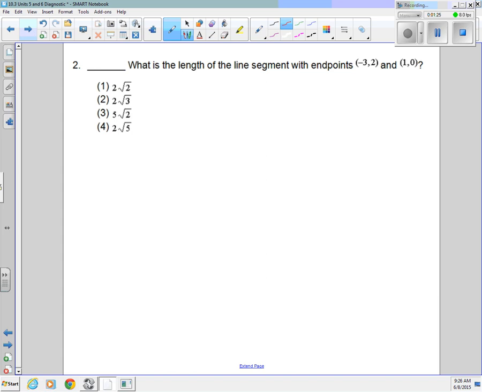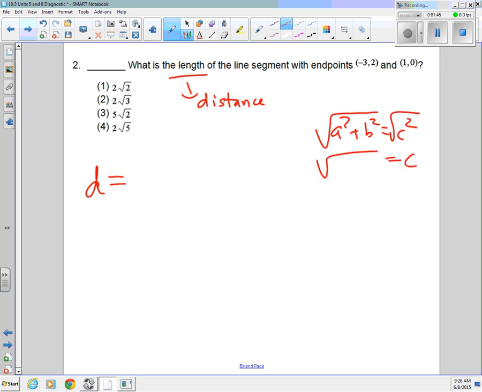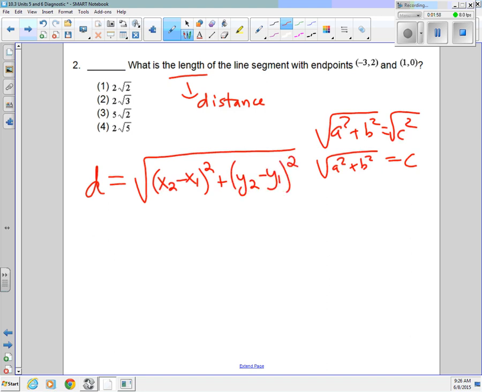All right, what is the length of a line segment with these endpoints? Length is a synonym for distance, in which case we use the distance formula. Distance formula is easy. It's the Pythagorean theorem rewritten a little bit. So if you have a squared plus b squared equals c squared, and you wanted to solve for c, c would be the square root of a squared plus b squared. So the distance is the square root of your x's difference squared plus your y's difference squared, because that actually gives you how much you changed in the x versus how much you changed in the y.